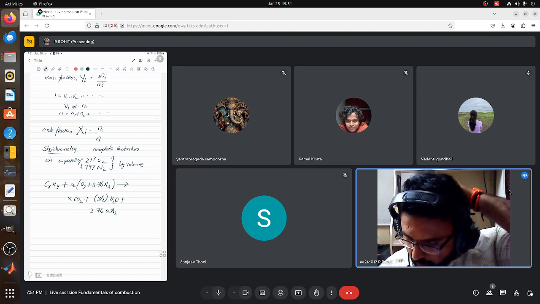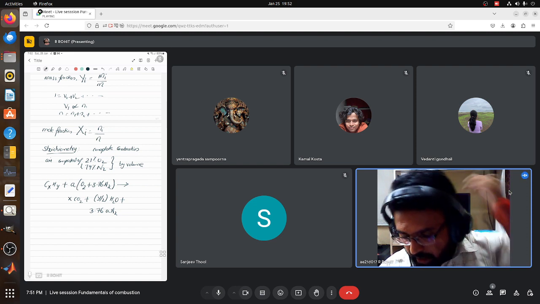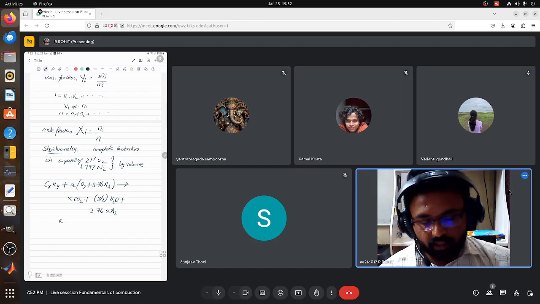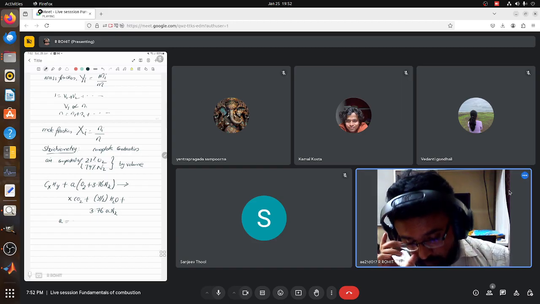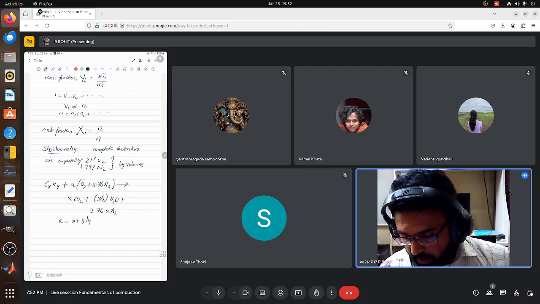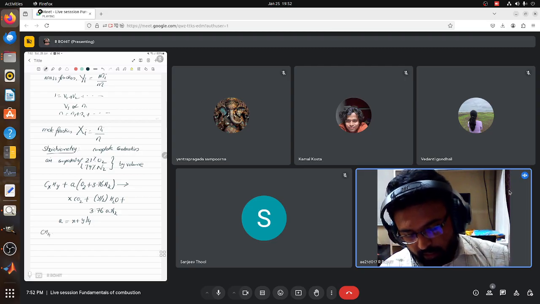And one important relation: if nitrogen is treated as inert, then you can equate the different atoms present in the system on both the reactant side and the product side. You will get a relation like A is equal to x plus y by 4. So this is one relation that will be helpful. A simple example is if you are considering methane, say C1H4. Here x is 1 and y is 4. So your A will be 1 plus 4 by 4, which is nothing but 2.